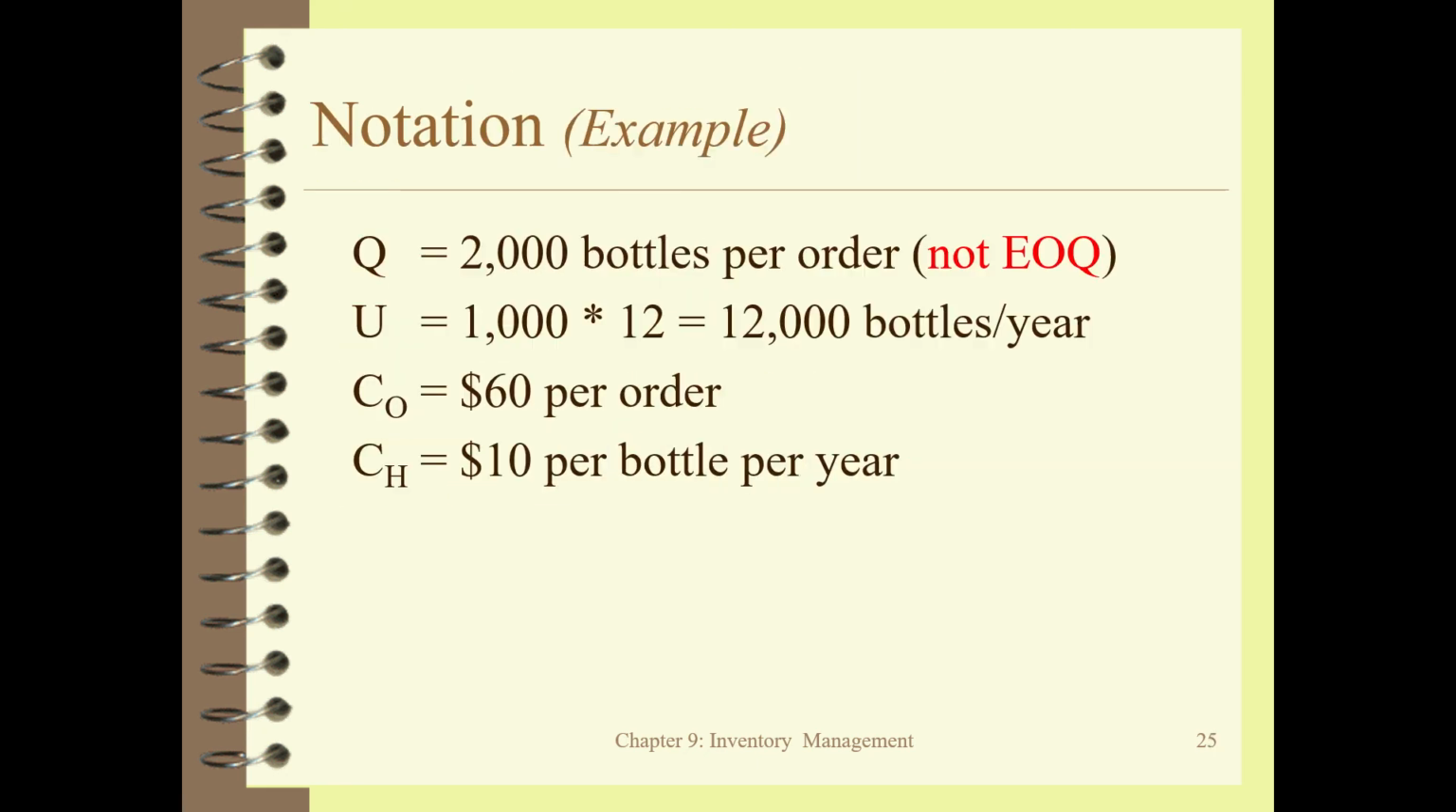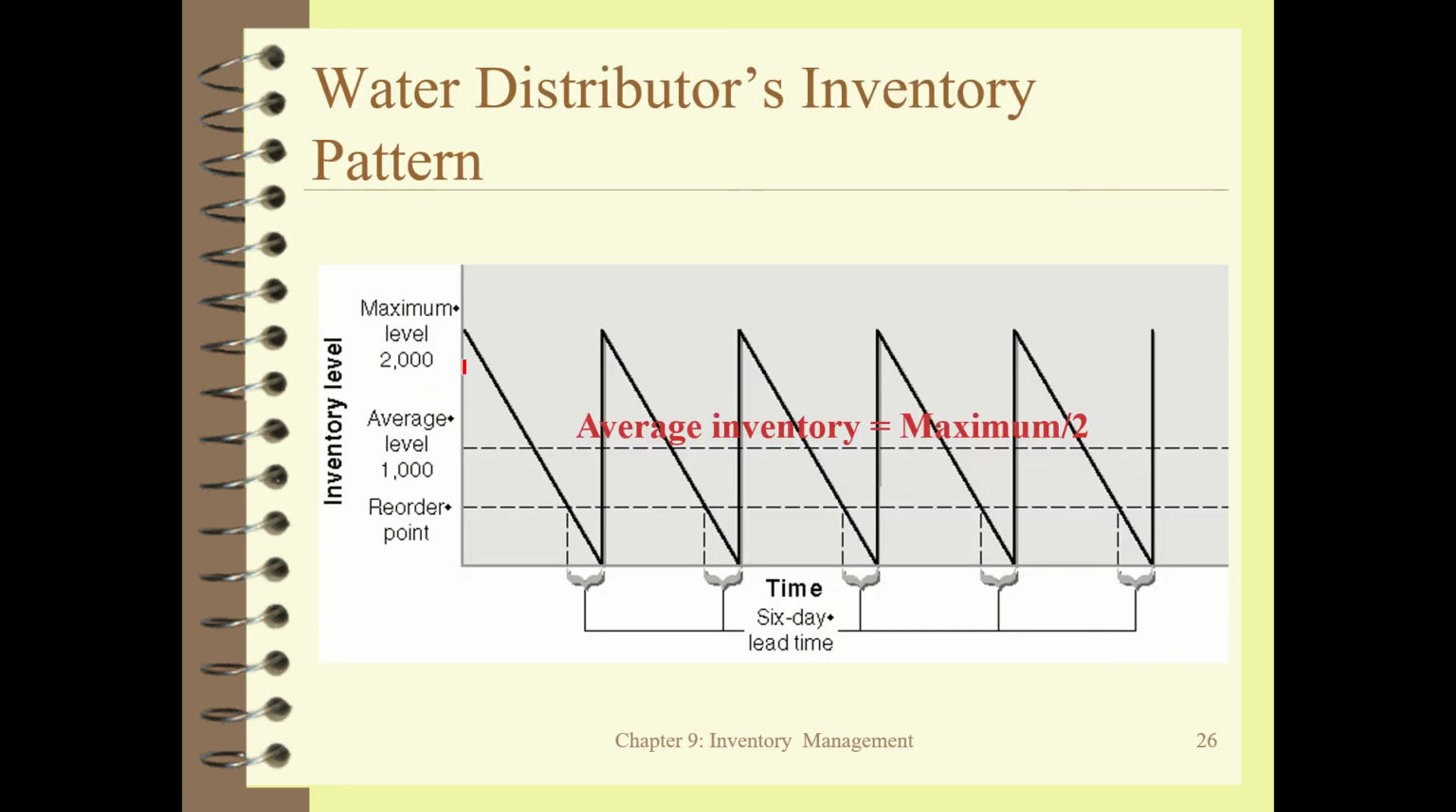So here, suppose your Q, whenever you order 2,000 bottles, it's not EOQ, this is just your choice to order 2,000. Every month you use 1,000, so the usage rate is equal to 12,000 bottles per year. And if CO is equal to 60 and CH is equal to 10, the picture is going to be like this.